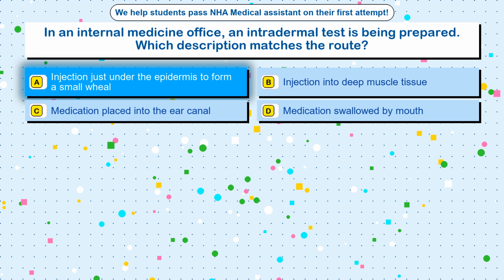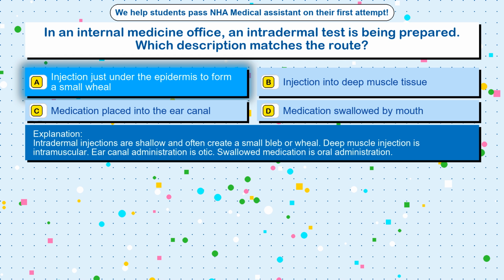The correct answer is option A, injection just under the epidermis to form a small wheal. Intradermal injections are shallow and often create a small bleb or wheal. Deep muscle injection is intramuscular. Ear canal administration is otic. Swallowed medication is oral administration.